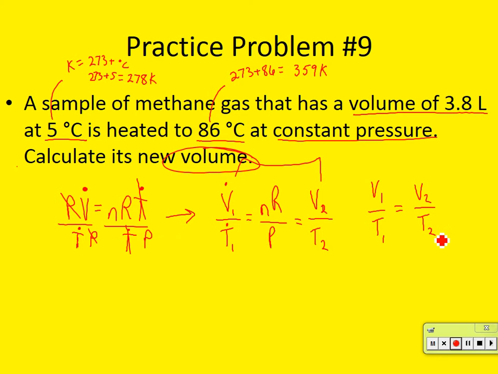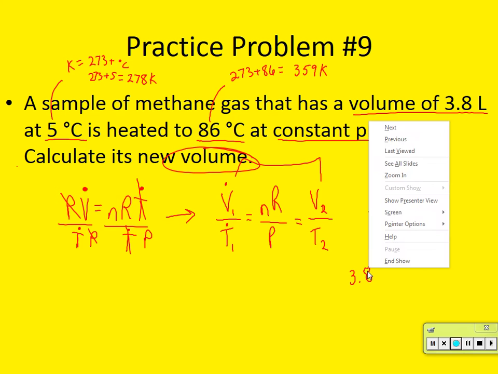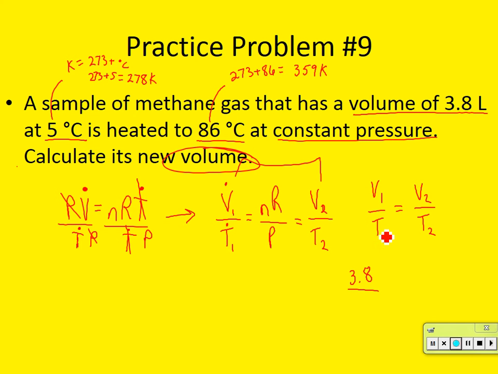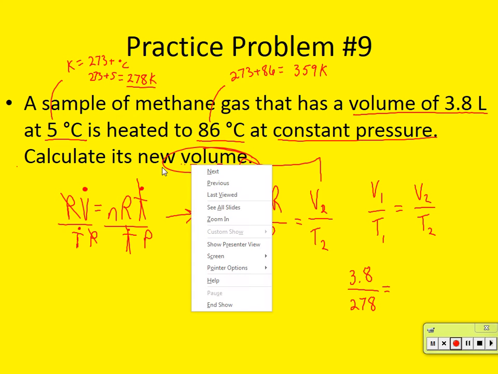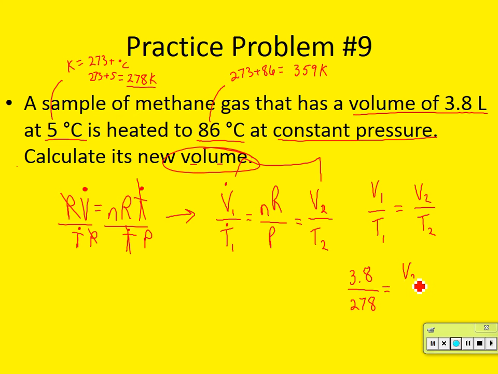Okay, now let's plug in. What's V1? What's volume initially? 3.8. Okay, 3.8. What's T1? 278. Yeah, that was the 278 Kelvin right there. So 278. And that's equal to, what's V2? Yeah, we don't know the new volume. We're trying to find it. So I'm going to call it V2. And what's temperature final? 359. Yeah, 359 Kelvin.